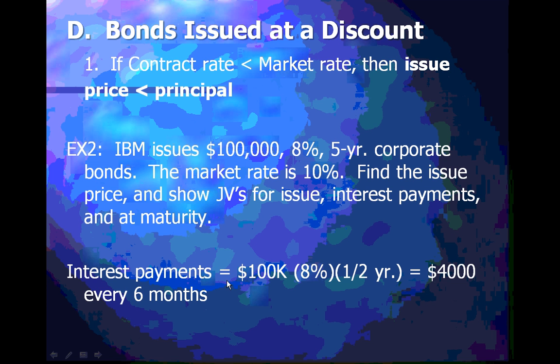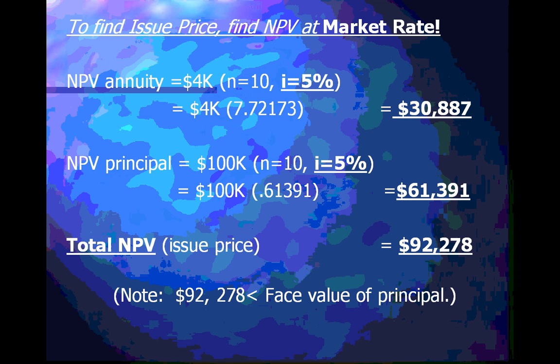So let's figure out the interest payments. We always use the full principal, 100,000. We always use the coupon rate. This is critical. Not the market rate, the coupon rate, or the contract rate, 8% times half a year. Well, 1% of 100,000 would be 1,000 times 8% would be 8,000. Oh, but it's half a year, so it's 4,000. Do the math. 1/2 times 0.08 times 100K, $4,000 payments every 6 months. That's the first thing you've got to do. You've got to be solid on that.